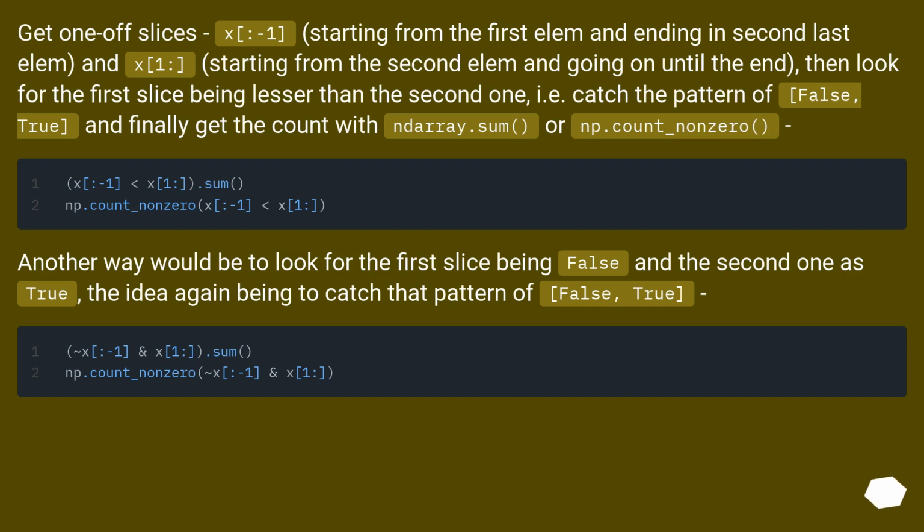Another way would be to look for the first slice being false and the second one as true, the idea again being to catch that pattern of false, true.